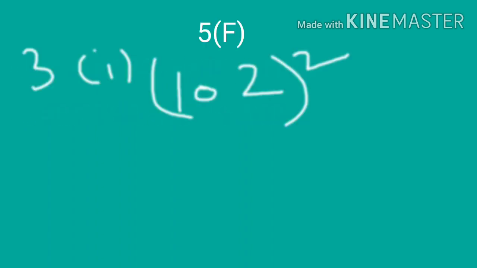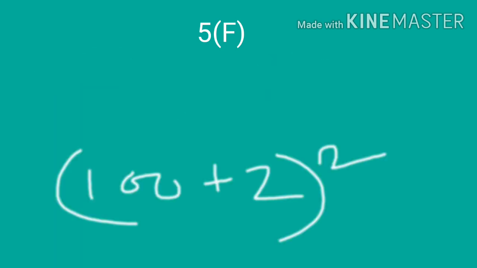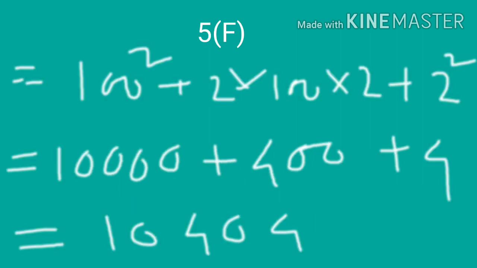Now Question number 3, we have to find the square of this by using an identity: 102 whole square. So 102 we can write as (100 plus 2) whole square, that is in (a plus b) whole square form. So we can write a square plus 2ab plus b square, that means 100 square plus 2 into 100 into 2 plus 2 square. So we simplify this one: 10,000 plus 400 plus 4, and by adding this we will get 10404. So this one is converted to (a plus b) whole square form.